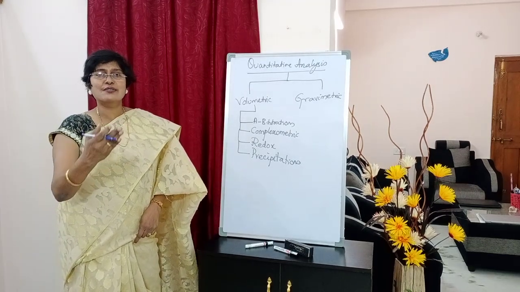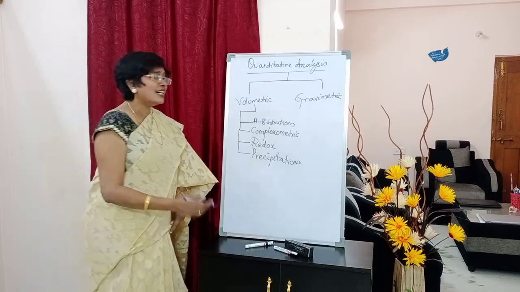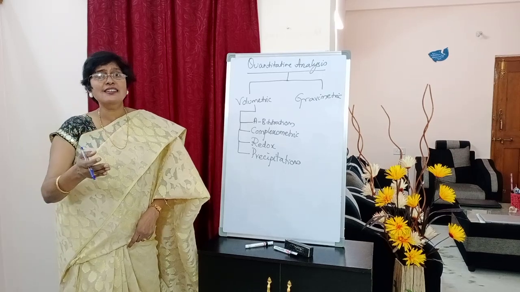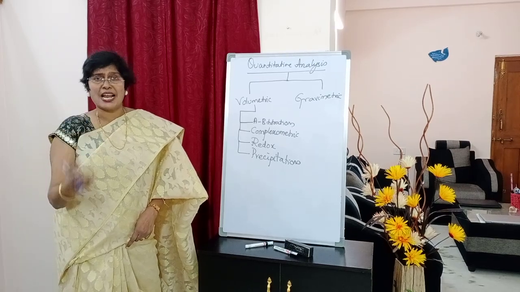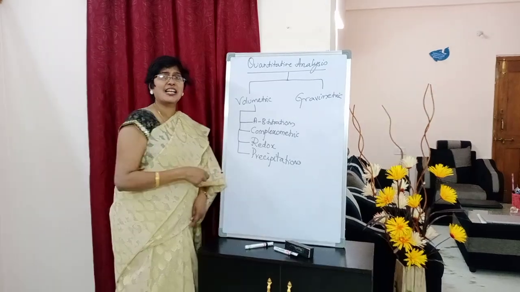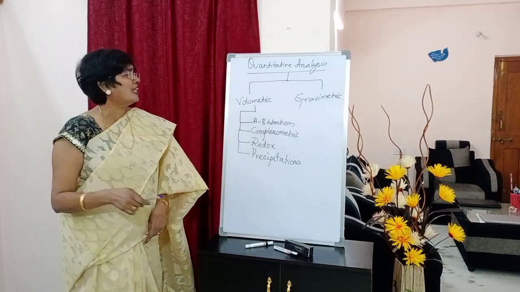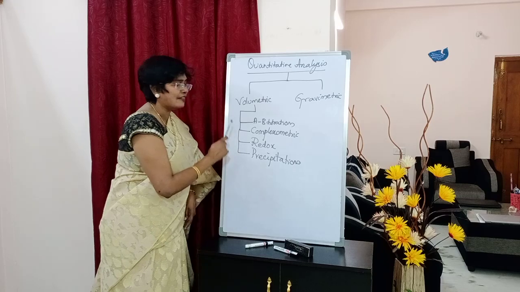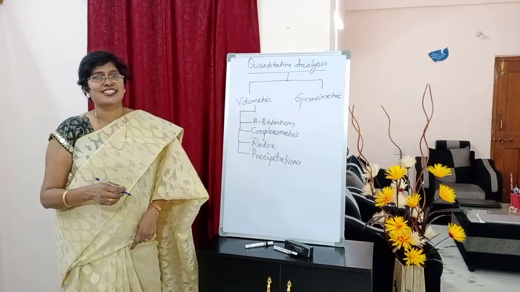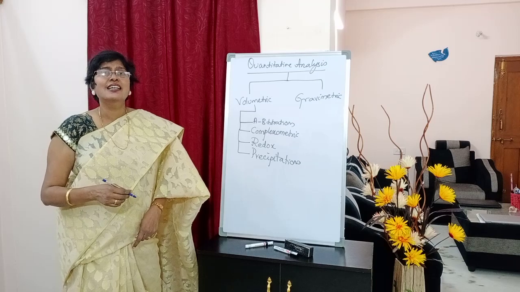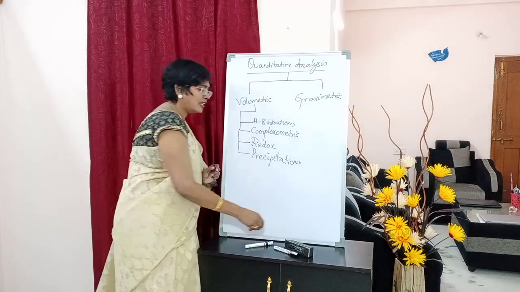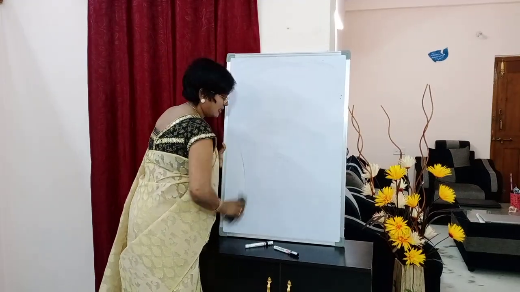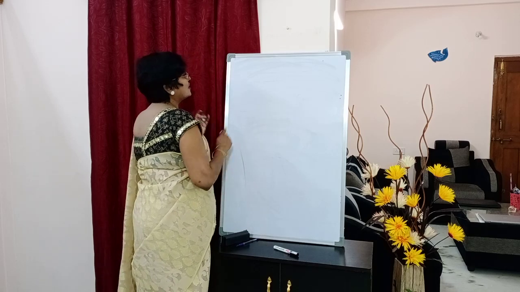In this video, I will be doing the first acid-base titration. Kindly maintain one observation notebook for your practical. In the first page, please put the heading as quantitative analysis, divided into volumetric, gravimetric, and under volumetric we will be having these 4 types of titrations. Let's start with the acid-base titrations. Put the heading acid-base titrations.